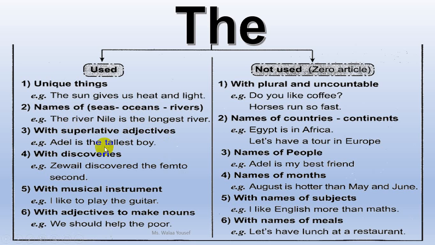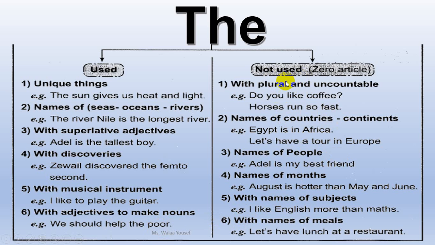Superlative. Adil is the tallest. The tallest. Number four, with discoveries. The whale discovered the femtosecond. The femtosecond. The telephone, the electricity, and so on. Number five, with musical instruments. Musical instruments, the guitar, the piano, and so on. Number six, with adjectives to make nouns. We put them before adjectives to make the noun meaning. We should help the poor. هنا مش معناها الفقير، معناها the poor الفقراء.